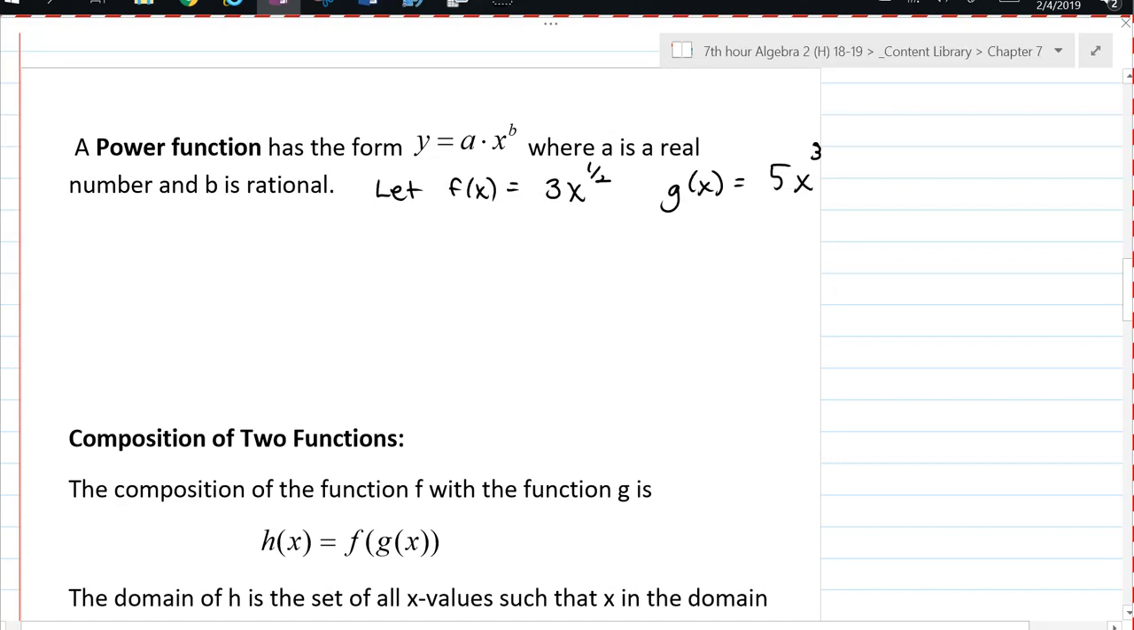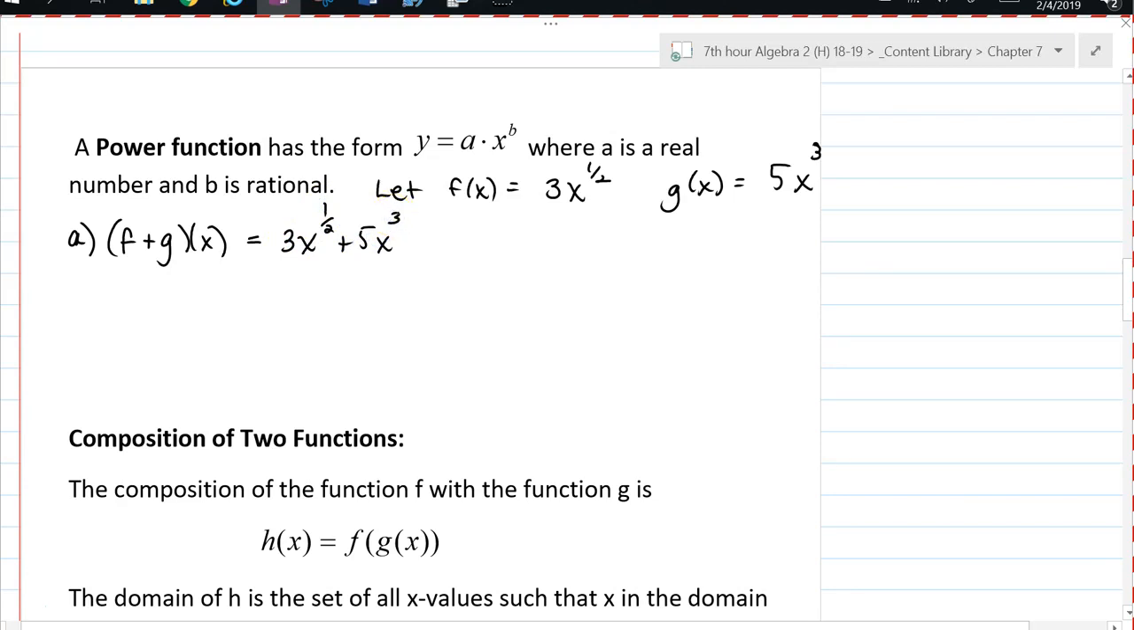Okay, so we're going to do the same thing. We're going to do f of x plus g of x, but I'm going to show you another notation. If I see it written like this, then that means that we still want to do the same thing that we did before. We want to add the two functions together. So writing f plus g of x is the same thing as writing f of x plus g of x. So we're going to add 3x to the 1/2 plus 5x to the 1/3.